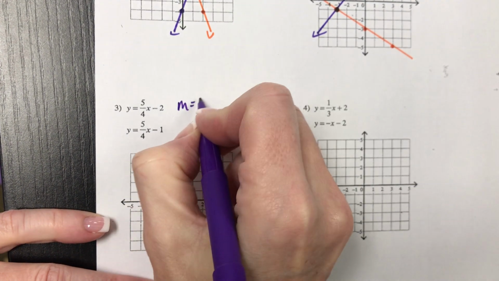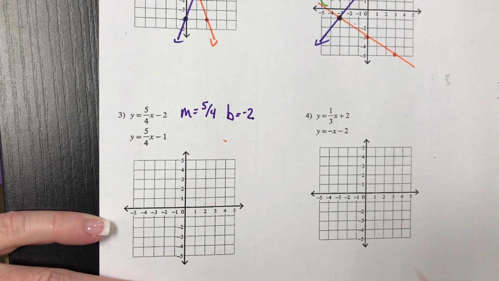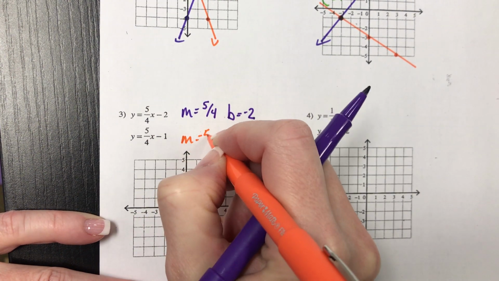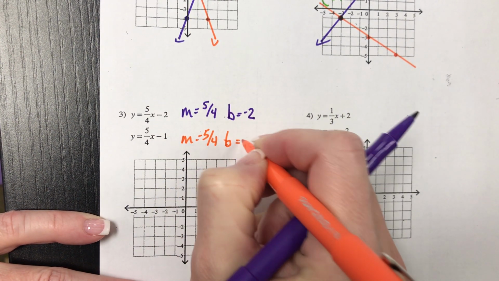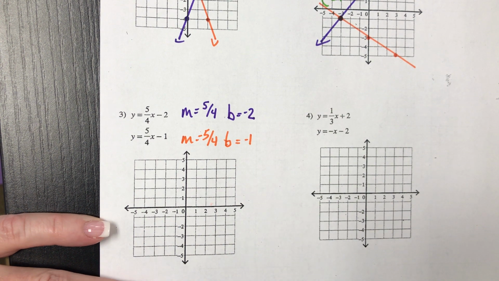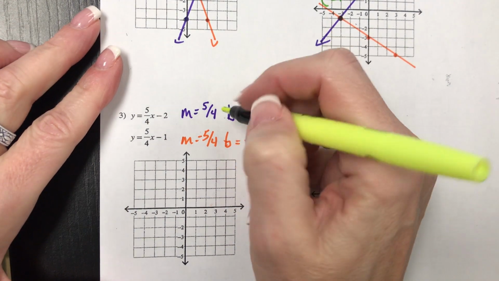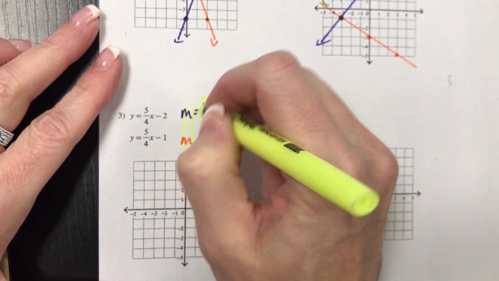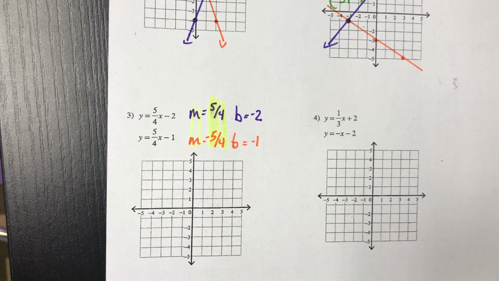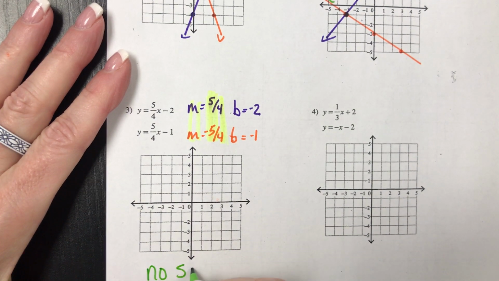Now on number 3, I've got m is 5/4, b is negative 2, m is 5/4, b is negative 1. Now if you remember, the other day when we took notes, we said, let's look at this. If we have the same slope, what would we have? We would have parallel lines. And do parallel lines ever touch? No. So because of that, and that the y-intercepts are different, we know we're going to have no solution.